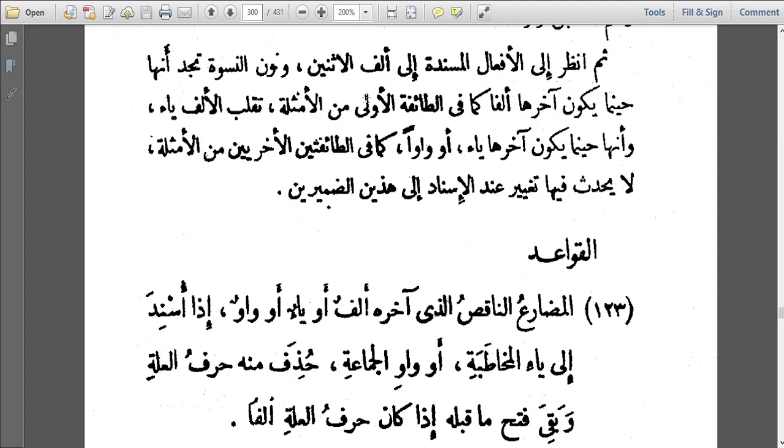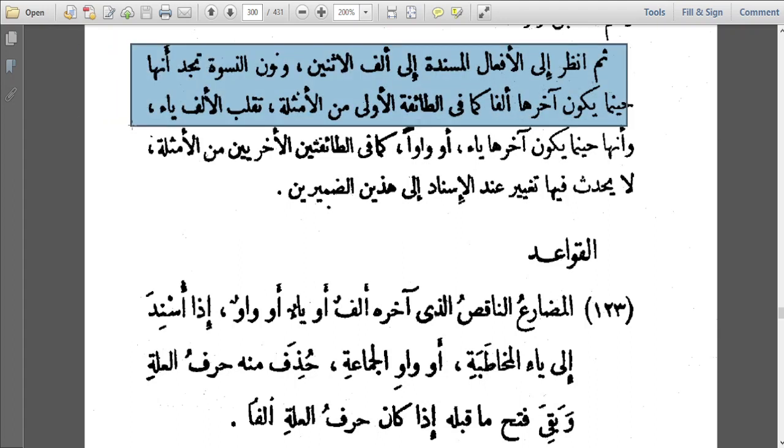So when it is in this case, what happens is that the last alif of the verb is turned to ya. The last alif of the verb is turned to ya. That is one part of the rule. This part, please, if you can memorize this, is very good. Okay, يعني حينما it says الأفعال المسندة إلى ألف الاثنين ونون النسوة تجد أنها حينما يكون آخرها ألفا كما في الطائفة الأولى من الأمثلة تقلب الألف ياء.